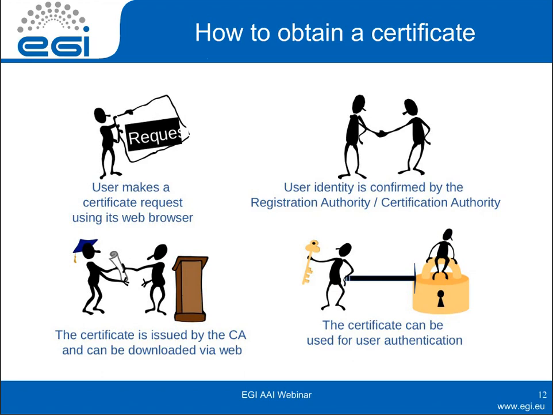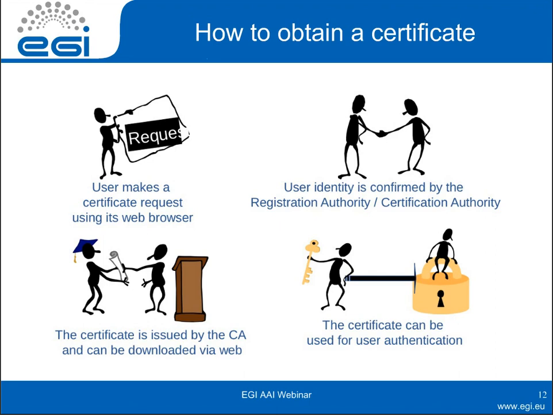So how does it work to obtain a certificate? The user makes a certificate request to the certification authority, which usually is one for every country, usually using a web browser, a web interface, and submits the request. Then the user identity is confirmed by the registration authority, which is the entity that needs to do a face-to-face check of the user, an ID check, and sign a paper which is then shipped or sent by email to the CA, confirming that the user is who he claims to be in the certificate request. This is why registration authorities are distributed in a very capillary way in the institutions where the users are.